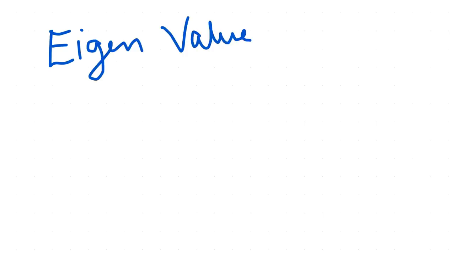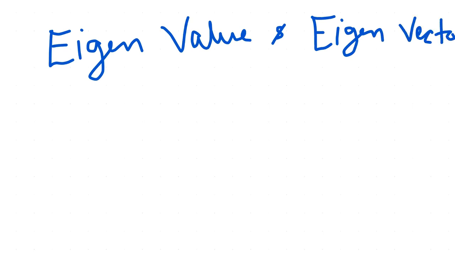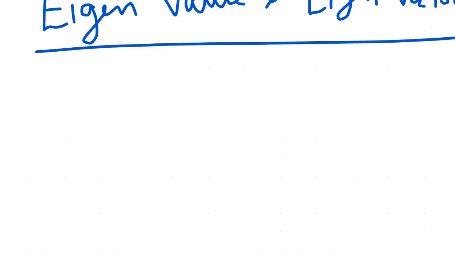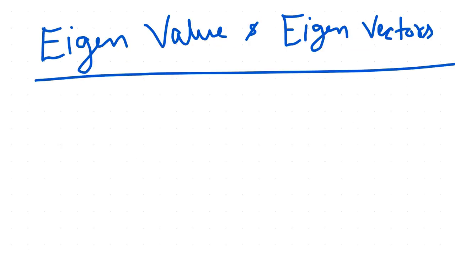Eigenvalues and eigenvectors. Remember one thing always: we always find eigenvalues or eigenvectors or both only for a square matrix, because to find eigenvalues or eigenvectors, we need to find determinants. As you know very well, we can find a determinant only for a square matrix. That is why we always find eigenvalues and eigenvectors for a square matrix.